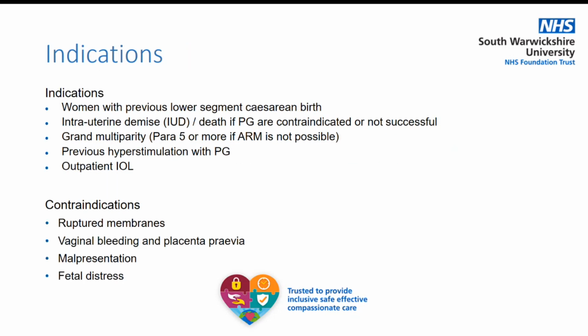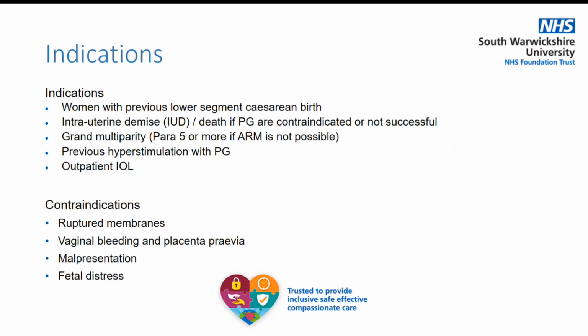So they can be used very successfully in women with previous lower segment caesarean section, and this is because they have no increased risk of uterine rupture. They can also be used in women that have had an IUD, and this can be if prostaglandins are contraindicated or they have had the complete course of misoprostol and unfortunately it hasn't been successful and we're still aiming for a vaginal delivery.